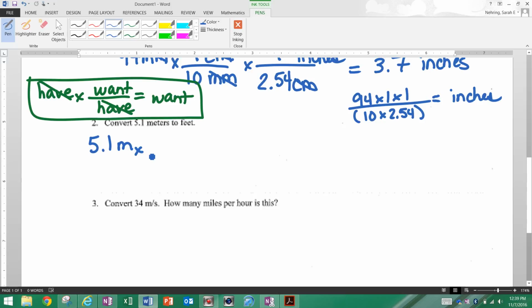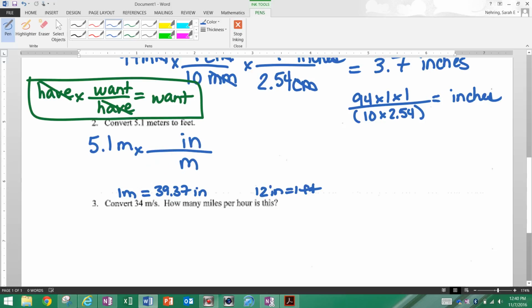And I want to convert that into feet. And we saw up at the top there, I know I scrolled away from it, but my conversions were 1 meter is the same as 39.37 inches. And I also knew that 12 inches are in 1 foot. Okay, so 5.1 meters, I know that and I want to convert from meters to inches.